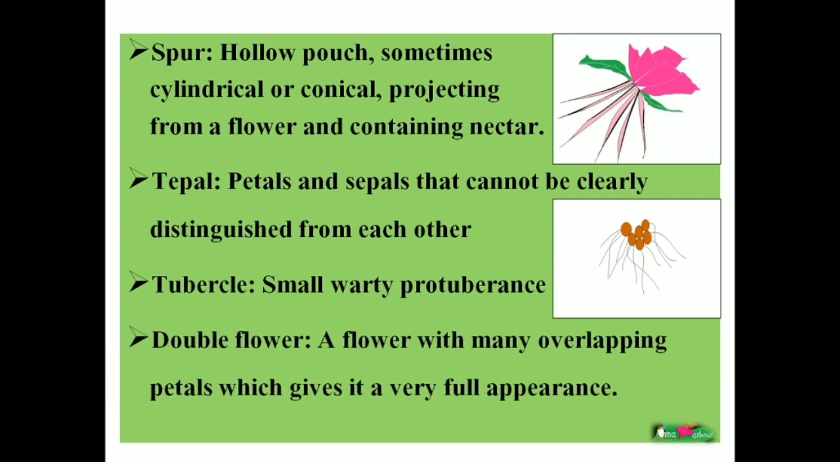Then double flower. A single flower has a single layer of petals, and a double flower has double layers of petals, and they overlap each other. So this is called a double flower.